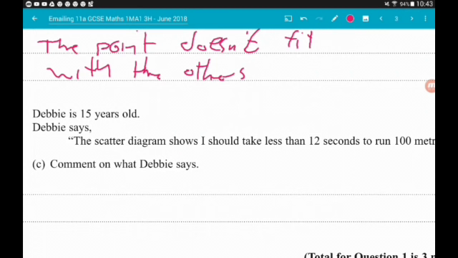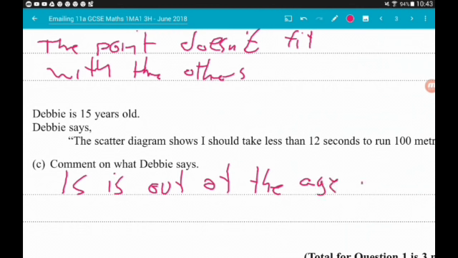So we could just say 15 is out of the age range for the scatter graph.